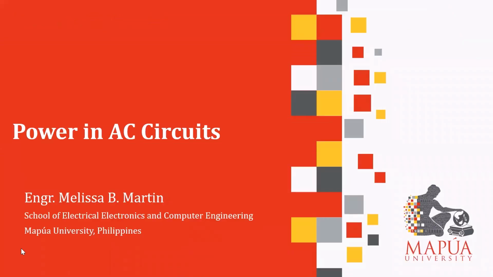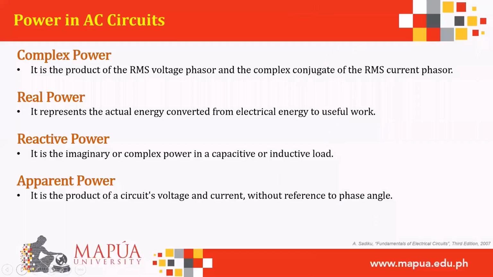Hello, today we're going to discuss power in AC circuits. First, we have complex power. Complex power is the product of the RMS voltage phasor and the complex conjugate of the RMS current phasor. Its unit is volt-ampere. As a complex quantity, its real part is the real power P and its imaginary part is the reactive power Q.